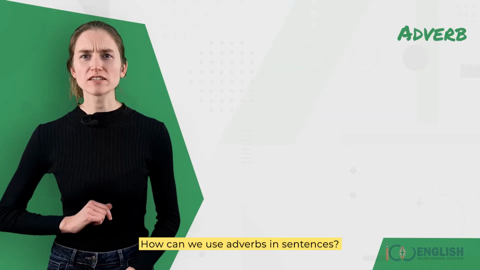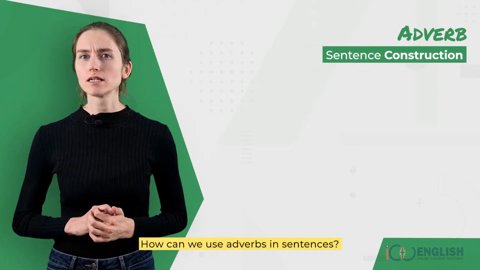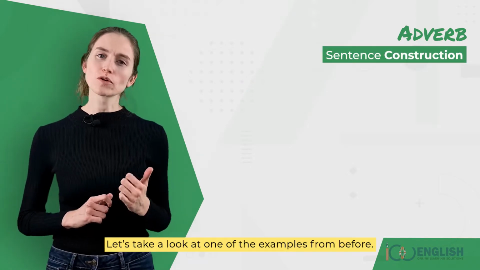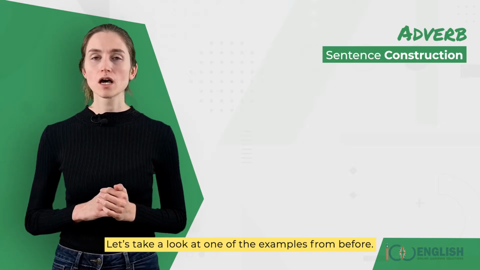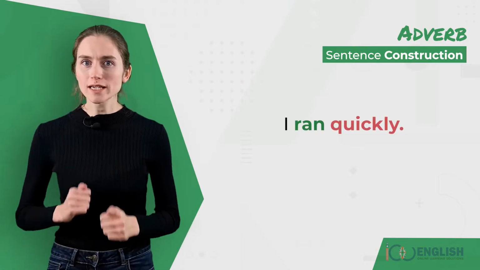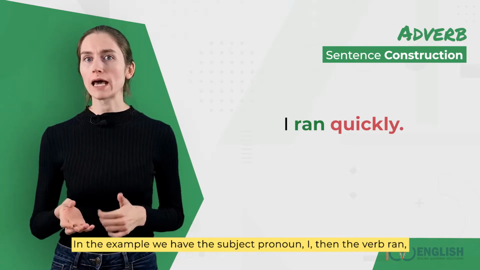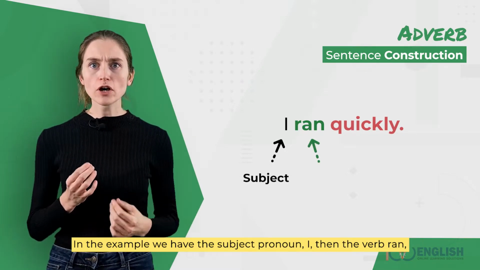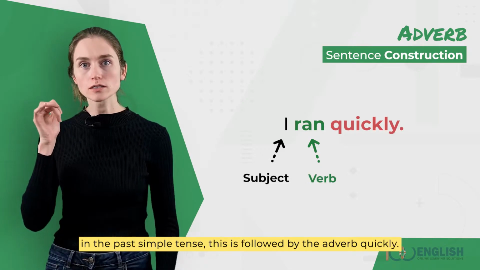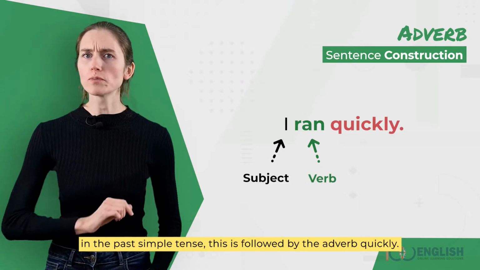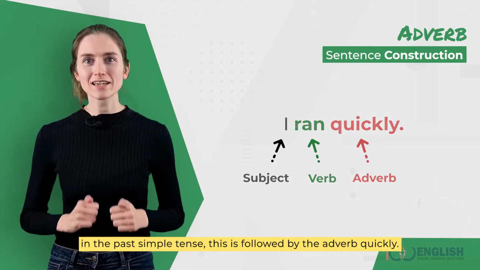How can we use adverbs in sentences? Let's take a look at one of the examples from before. I ran quickly. In the example, we have the subject pronoun I, then the verb ran in the past simple tense, followed by the adverb quickly.